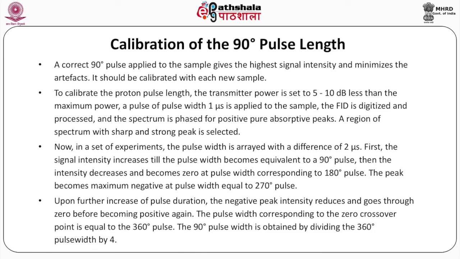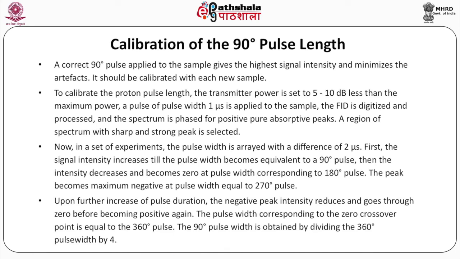Now in a set of experiments, the pulse width is arrayed with a difference of about 2 microseconds. First, the signal intensity increases till the pulse width becomes equivalent to a 90-degree pulse. Then the intensity decreases and becomes 0 at the pulse width corresponding to a 180-degree pulse. The signal then becomes negative and the peak becomes maximum negative at a pulse width equal to a 270-degree pulse.